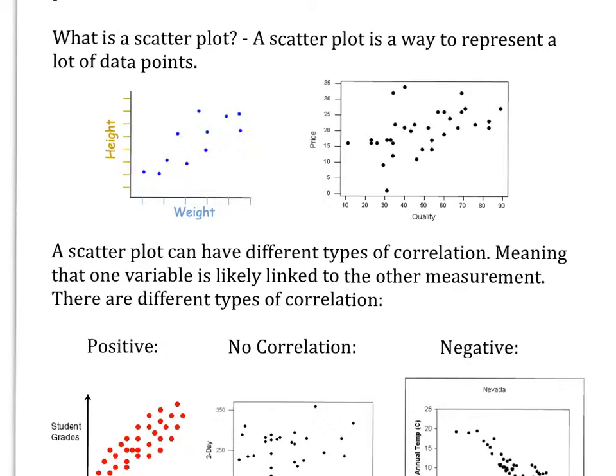The next scatter plot has price and quality listed. So as the price goes up, perhaps the quality of an item would also go up here. And it's not just one or a couple specific data points that tell this. There's a lot usually that you can see. They're scattered all about. But again, that's what a scatter plot represents. It's just a way to show a lot of data points.